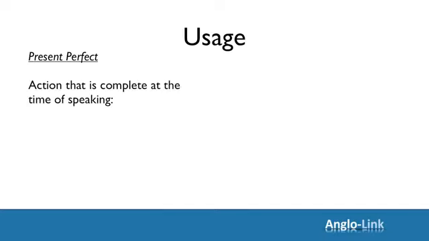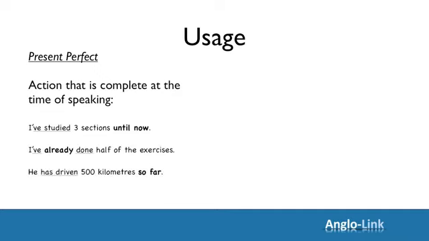Right, recap on the usage of present perfect, which we looked at in the previous video. Action that is complete at the time of speaking. Examples were, I've studied 3 sections until now. I've already done half of the exercises. He has driven 500 kilometers so far. Let's look at the past simple.